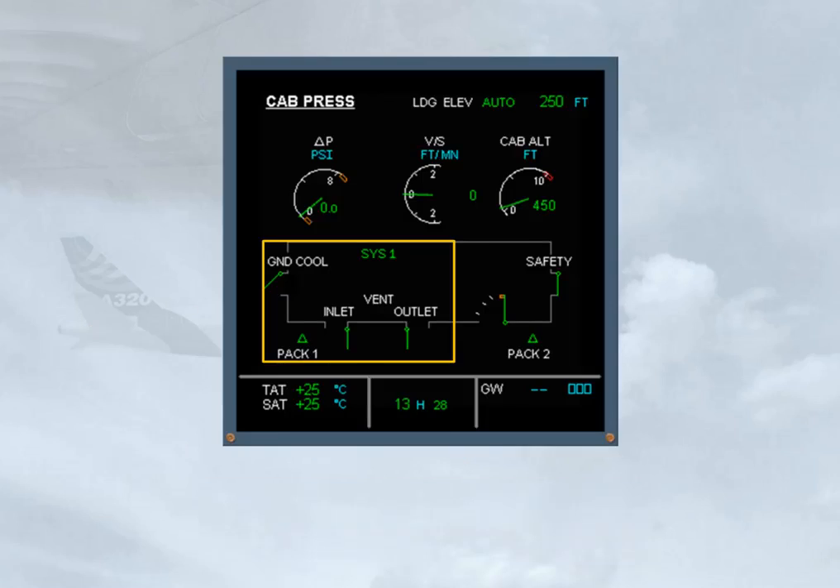A section of the ECAM cab press page displays avionics ventilation system information. The vent, inlet, and outlet indications provide information on the state of the inlet and extract systems. Normally they remain white.